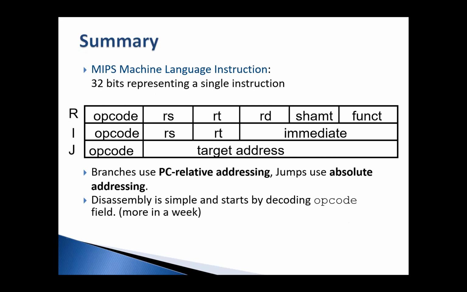Okay, so this is a summary. We have covered all 3 formats. So basically, from now on, you should be able to convert every single instruction from MIPS to zeros and ones, and backward too, from zeros and ones to MIPS code. Okay, I will pause the lecture here, and then we'll resume the third part in the next video.